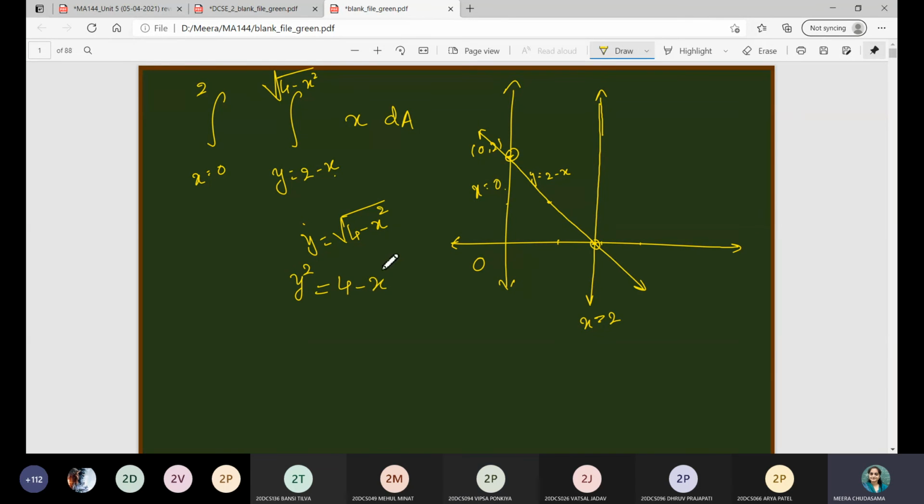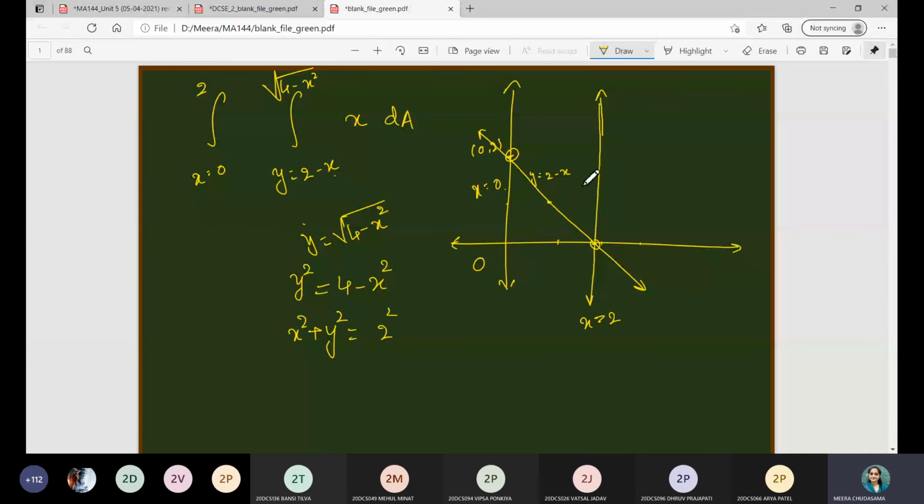Circle centered at origin with radius 4. Sorry, 2. 4 means it is 2 square. So it is x square plus y square is equal to 2 square. So this is represented by the circle centered at origin with radius 2.